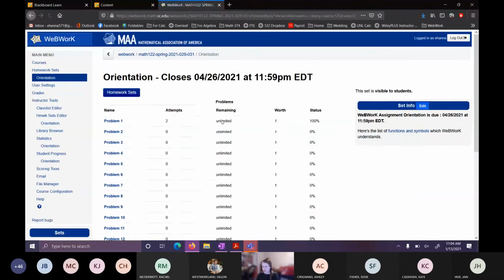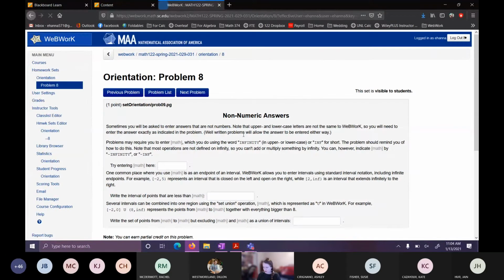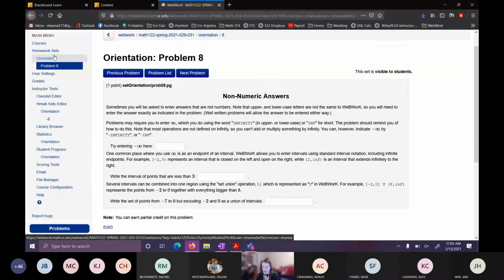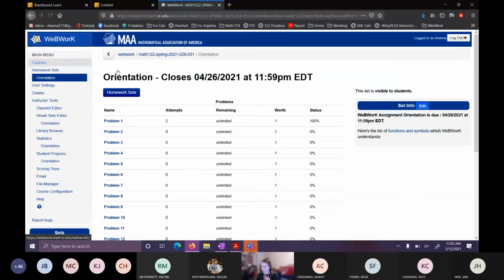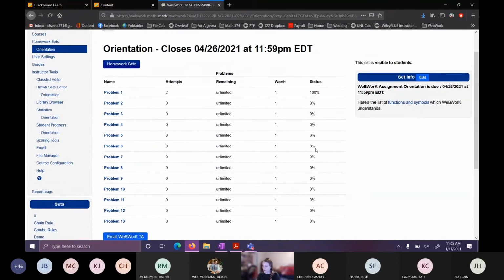And through this orientation, the farther you go, it has you type in a couple things to get you used to the notation. So that's something that you should probably go through. Again, I'm not forcing y'all to do it, but I would suggest going through that over this next week. Your first homework won't show up until Monday, official homework.